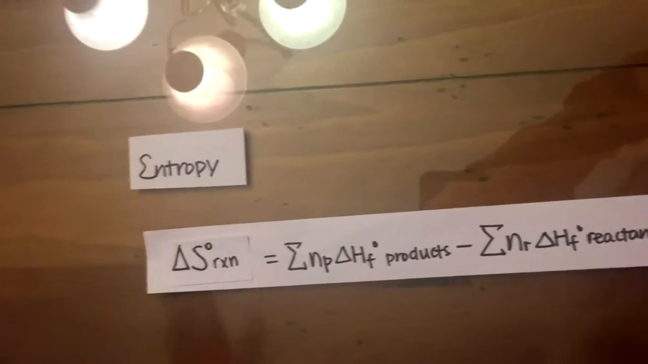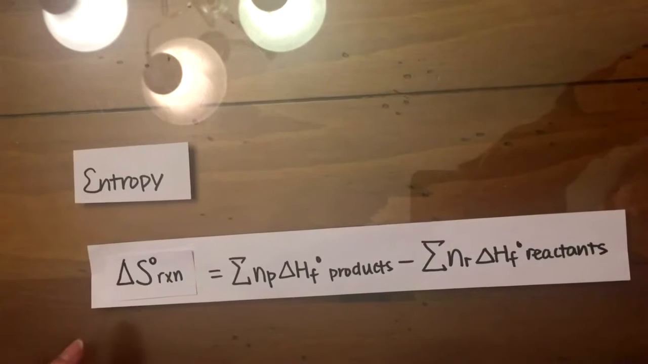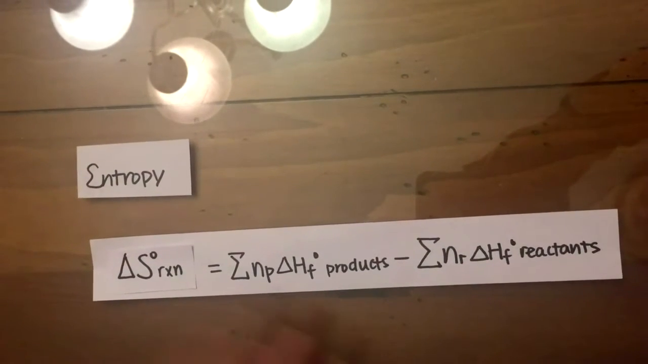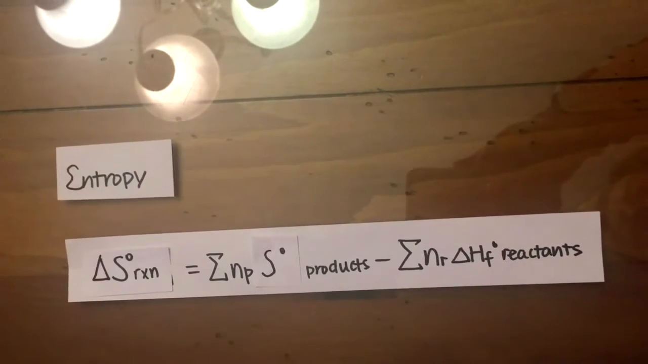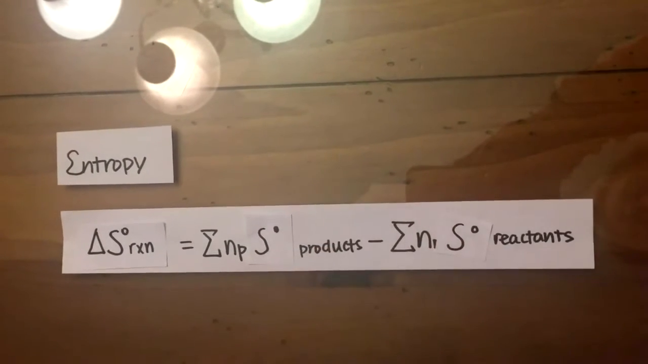So how do we calculate entropy? We use the process that is exactly the same as how we calculate enthalpy. So here is how we calculate entropy. The change of entropy of one system is equal to the sum of the entropy of the products minus the sum of the entropy of the reactants.